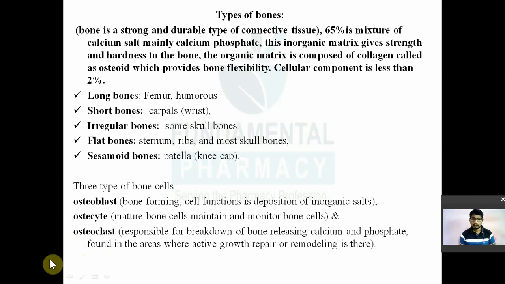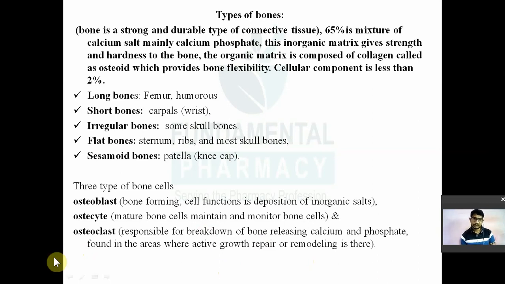Breakdown of bone and releasing of your calcium, phosphate and other minerals in the area where there is active repair and remodeling. So if you got damage, in that case osteoclasts will come into the picture and they will perform their function. Their function is nothing but the breakdown of bones, and they will release the calcium and other minerals from bones in the surrounding areas.